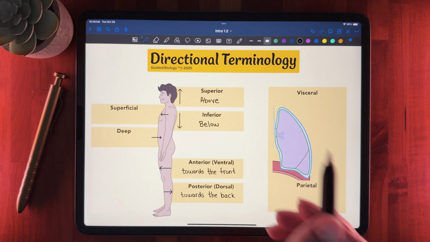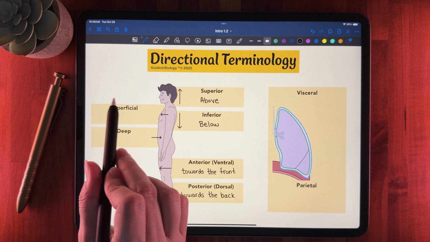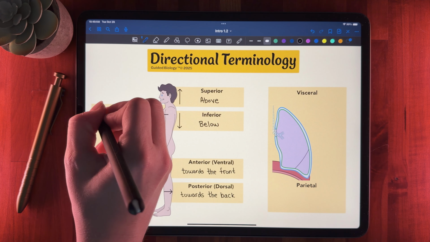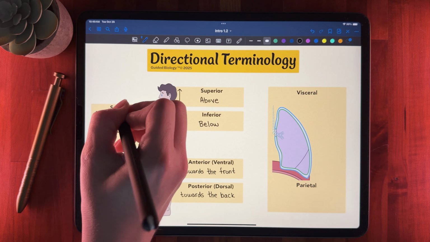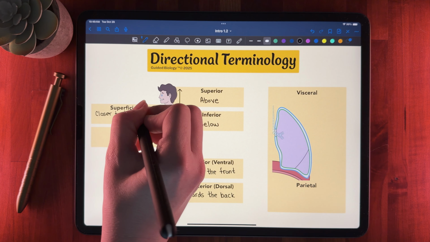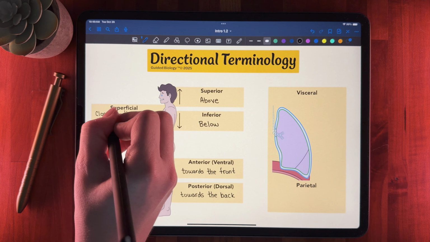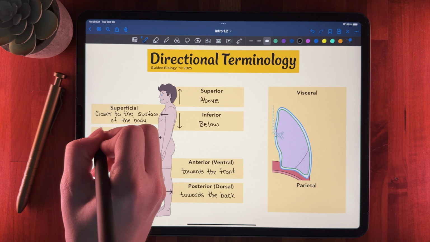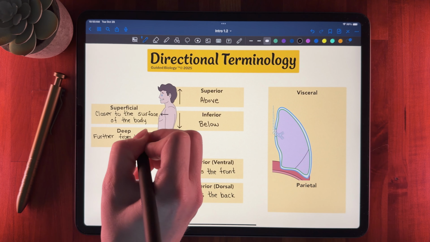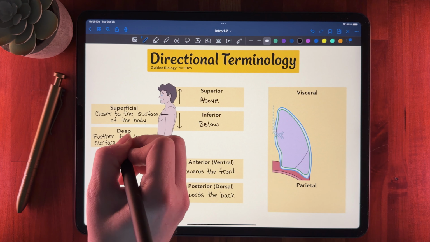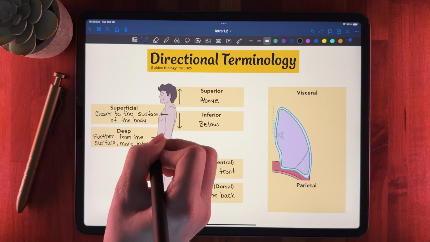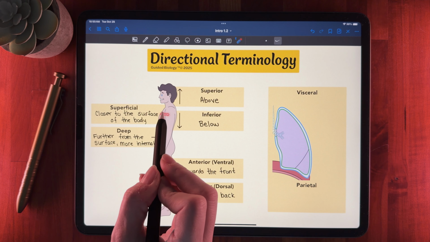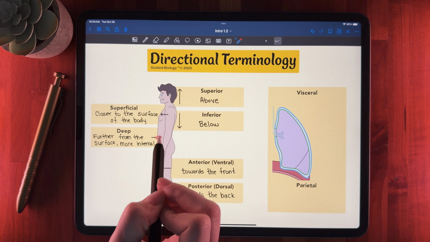All right, so then our next pair of terms is going to be superficial and deep. Superficial refers to a structure that is closer to the surface of the body than another structure. So superficial is closer to the surface, and its corresponding term is deep. Deep means further away from the surface, a more internal structure. So that's superficial and deep: superficial, closer to the surface; deep, away from the surface.